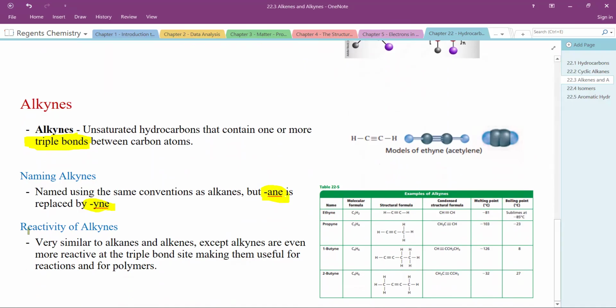These things are extremely similar to alkenes and alkanes, except they're even more reactive, right? We have that triple bond site, so they're even more reactive. So reactive, in fact, that they are often highly, highly flammable, and we have to be worried about making sure that these things are not going to light on fire. And again, they can also be used for polymers.